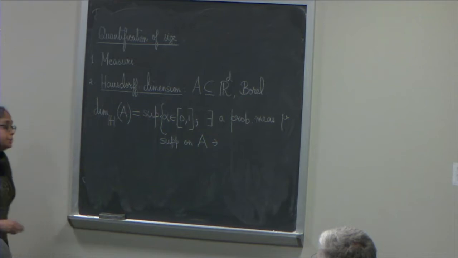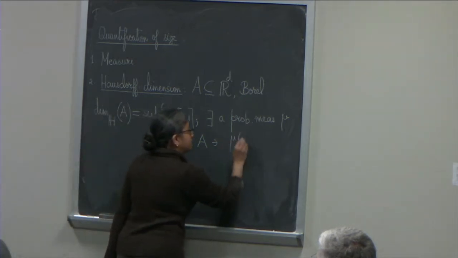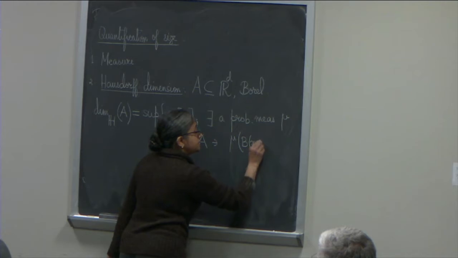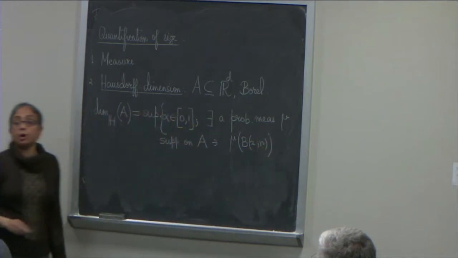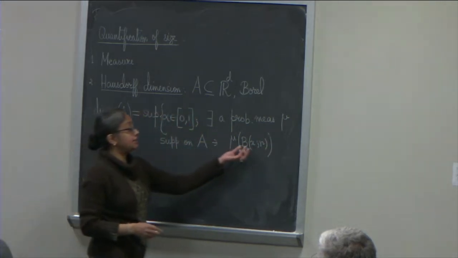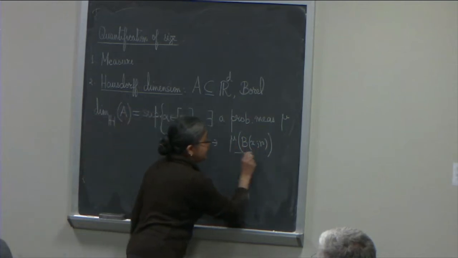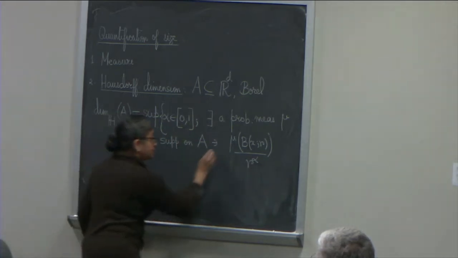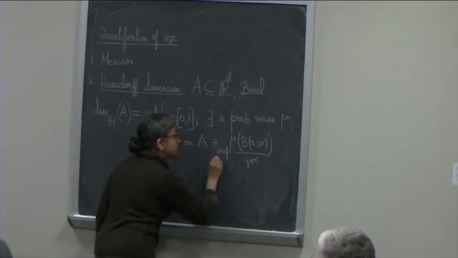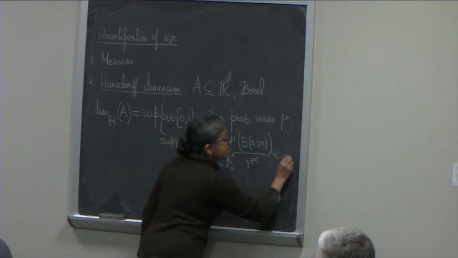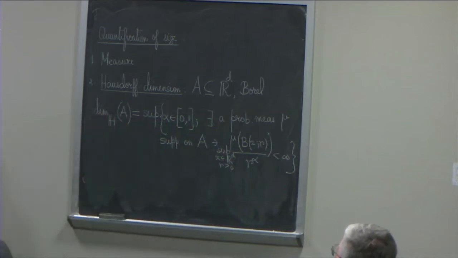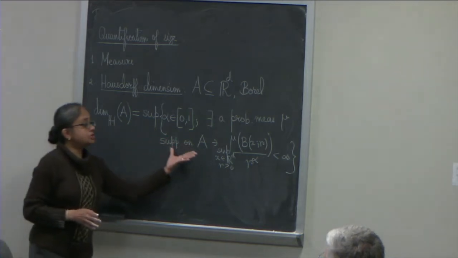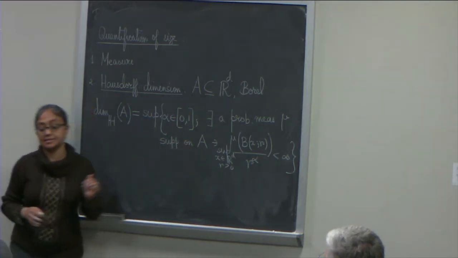such that the mass that mu assigns to any ball centered at x of radius r, and this ball can be arbitrary, can only grow at a certain prescribed rate. So if you look at the supremum over all x's and all radii of the mass over r to the alpha, this has got to be finite. Okay? It might be good to take a moment to understand what exactly this is trying to say.